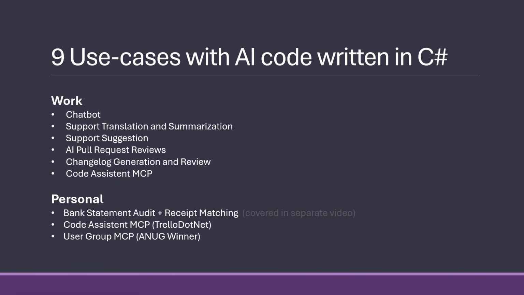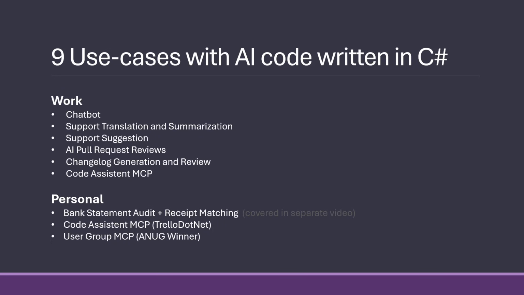In total, when I tallied it up, I have 9 live use cases with AI written in C#. I have something for work and I have something for personal. So for work, I have a chatbot. I have some support related things with translations, summarizations, and suggestions. I have an AI pull request review. I have some changelog generation and review of changelogs. I have code assists in terms of an MCP server I've made.